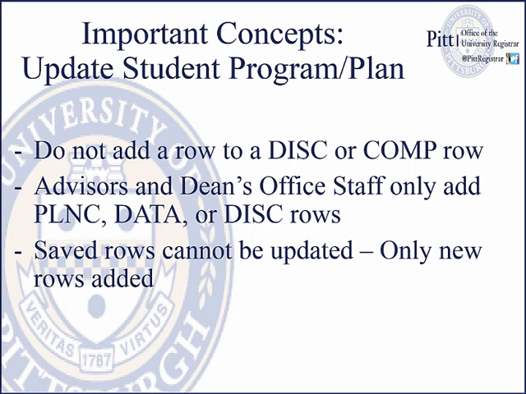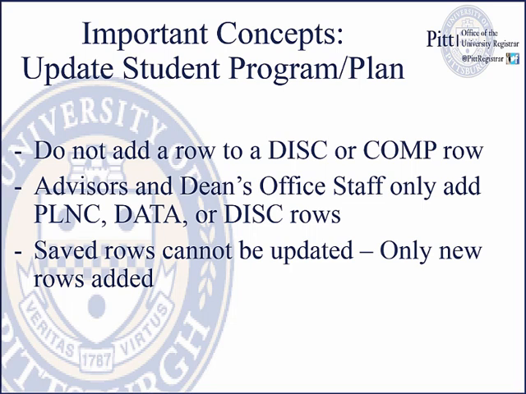Additional important concepts include: do not add a row to a discontinue or a completion row. A program plan row should never be added to a discontinued or completed student career number. If a student has a discontinued student career number in your school or division's program, and you want to make that student active in your school or division, you need to readmit the student, therefore creating a new student career number. Advisors and/or dean's office staff should only be adding plan changes, data changes, or discontinued rows.